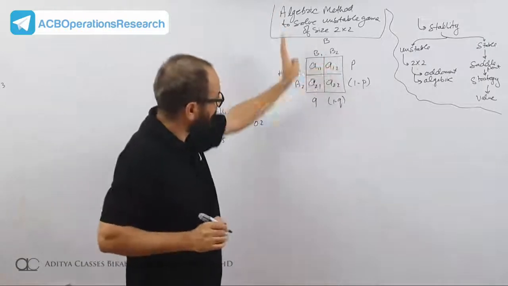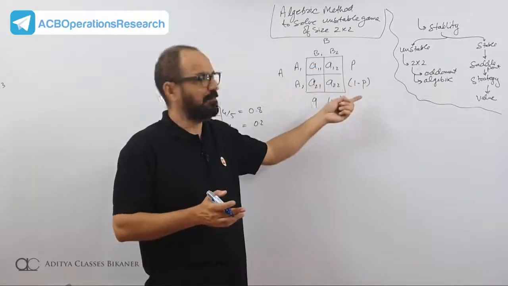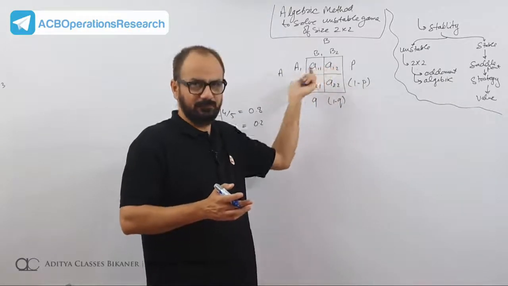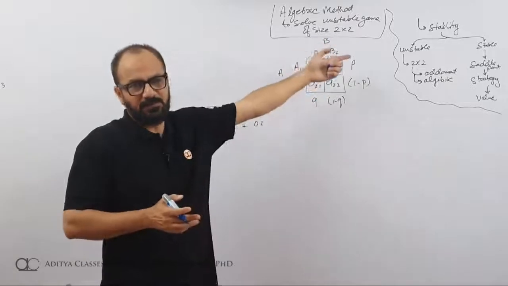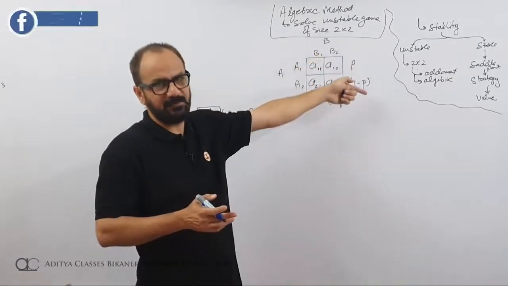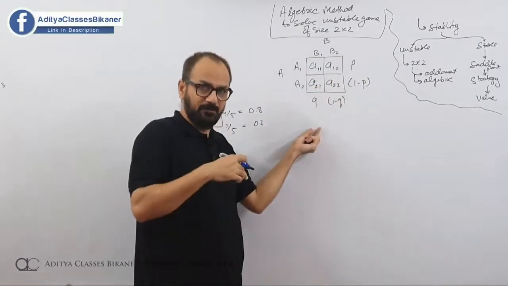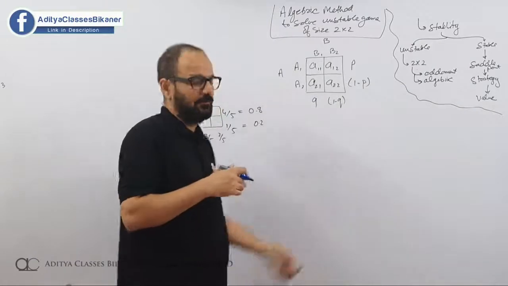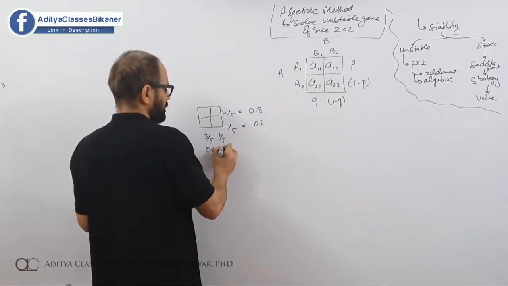Now, because we are preparing a general model, I am not sure what the strategies will be, what the probabilities will be, what the payoffs will be. So I am calling them A11, A12, A21, A22. The probability of selecting the first strategy is P, the second being 1 minus P. The probability of selecting the first strategy for the column player is Q, and for the second strategy it is 1 minus Q. If this was 0.6, this was 0.4.